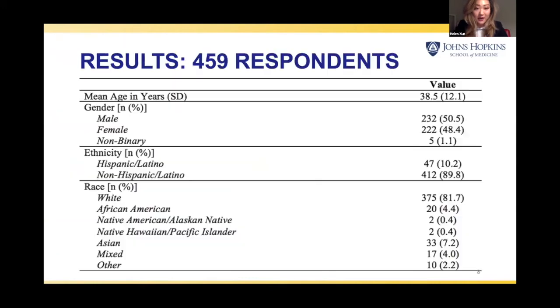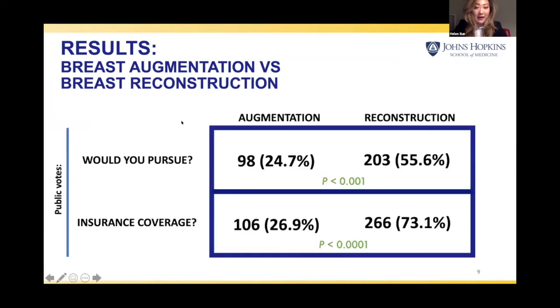We generated 459 responses. The mean age was 38.5 years and was 50.5% male, which is fairly representative of the USA population. For reference, USA population is 49.2% male with a mean age of 38.4 years. So here are some highlights of the study.